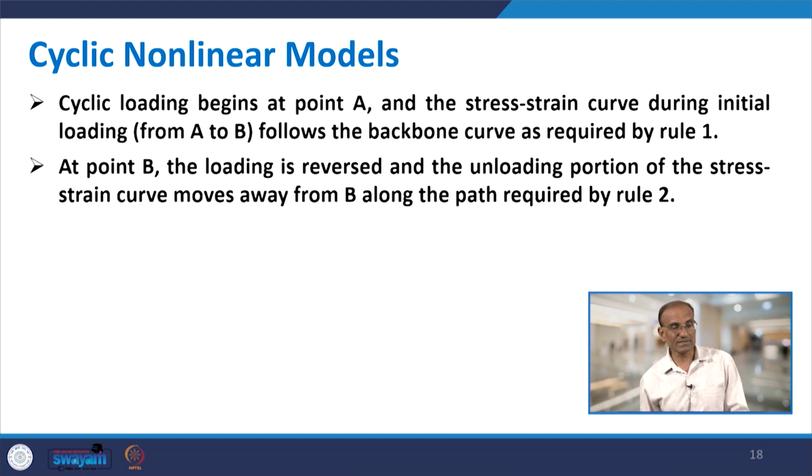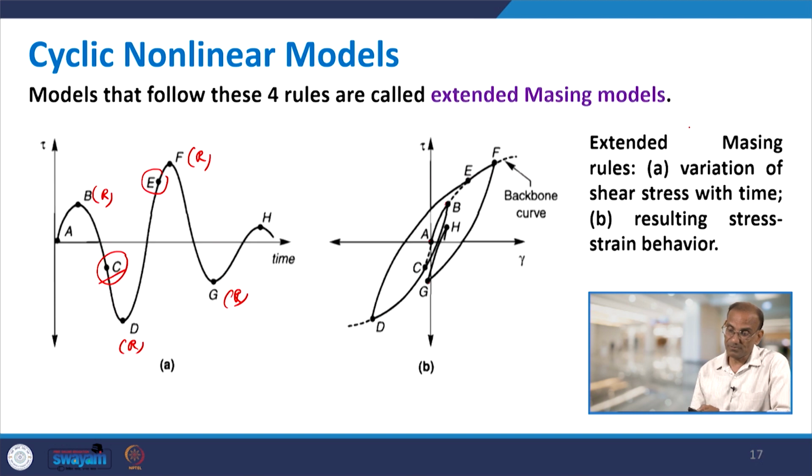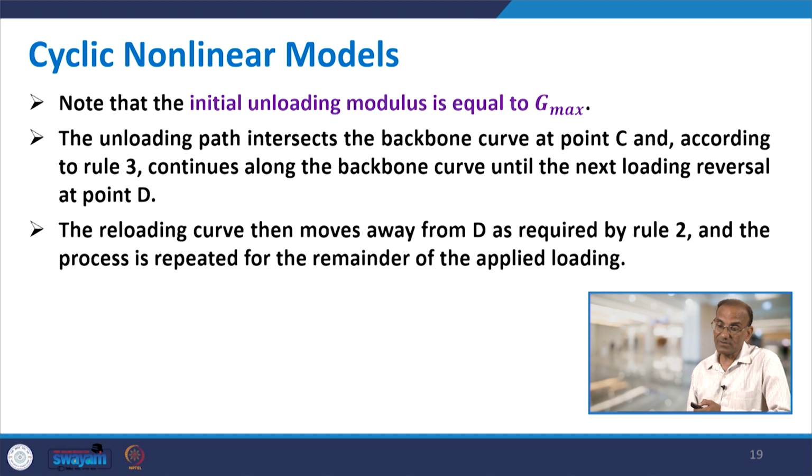So, I think all these are discussed here. Cyclic loading begins at point A, and the stress strain curve during initial loading from A to B follows the backbone curve as required by rule number 1, which we have discussed, that means the original backbone curve. At point B, the loading is reversed and the unloading portion of the stress strain curve moves away from B along the path required by rule 2. So, from B to C you go along a path governed by rule number 2, but at point C you intersect the original backbone curve.